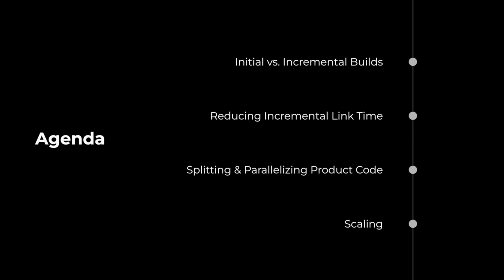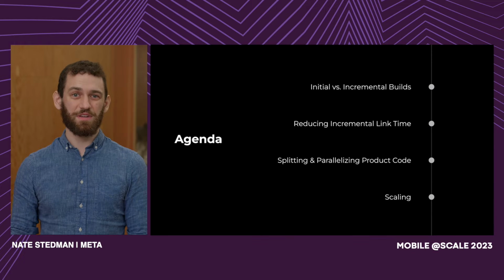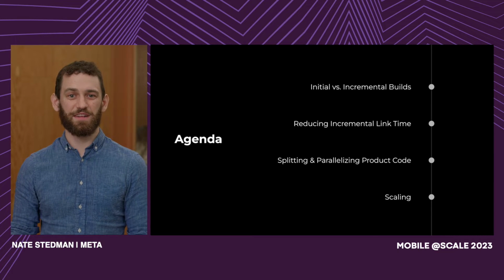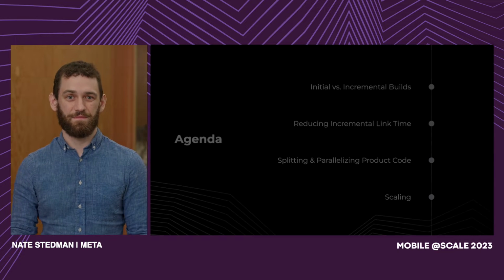So here's what I'm going to cover today. First, I'll talk about the distinction between initial and incremental builds. I'll then talk about how we improved our incremental link time by splitting and parallelizing our product code, and finally how we scaled this to product teams across Instagram.